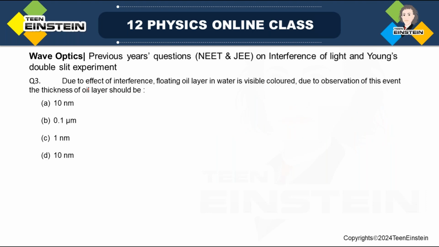Next question. Due to the effect of interference, a floating oil layer in water is visible in color. Due to observation of this event, the thickness of the oil layer should be.